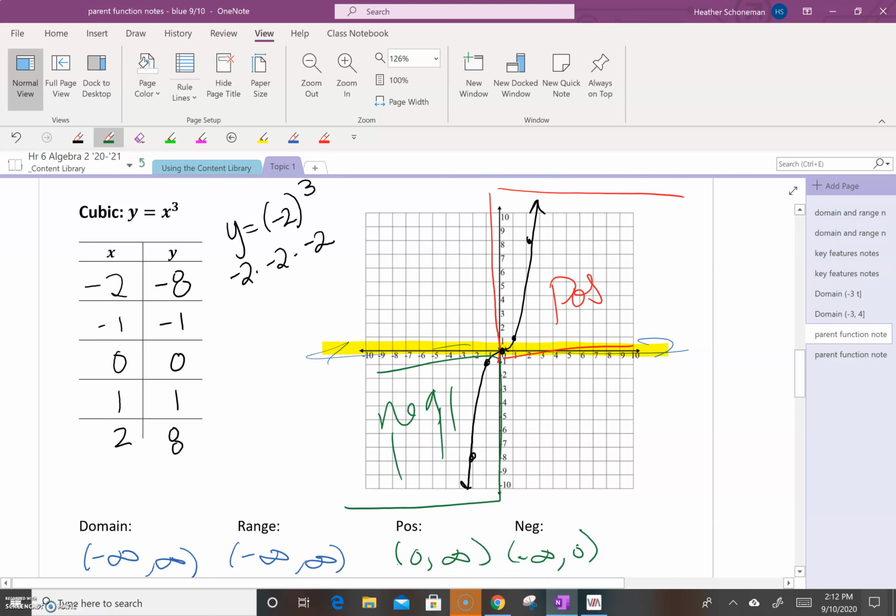You will notice when you're looking at these different intervals, negative infinity can only be written on the left side, and positive infinity can only be written on the right side.